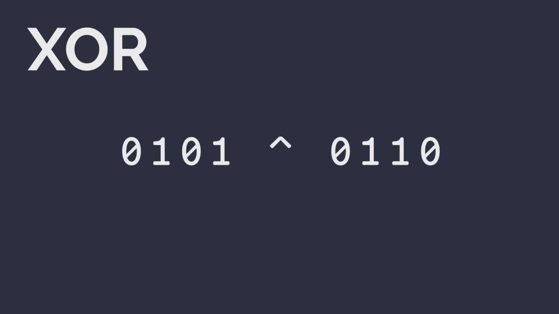With exclusive OR, we only get a value of 1 when the slots being compared are different. So looking at the numbers again, XORing 0101 with 0110 results in 0011.